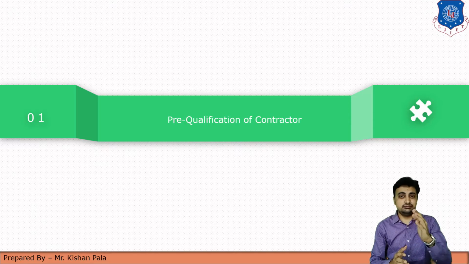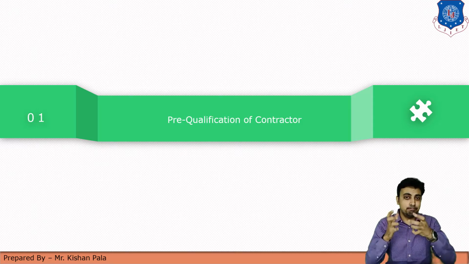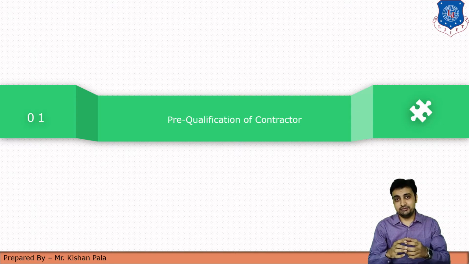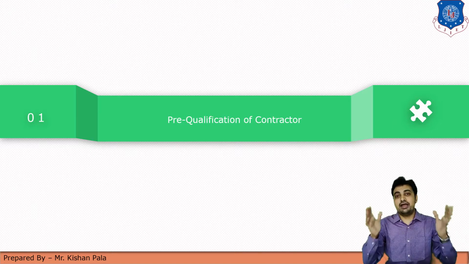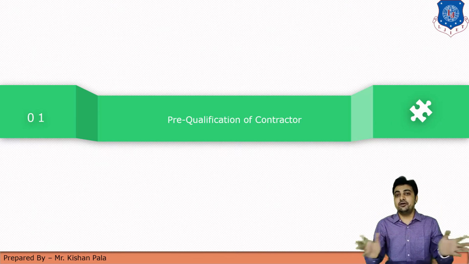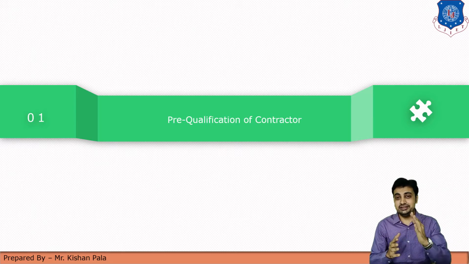Before the process of tendering, if the client and owner want to filter the bidders from the market, and they are getting a number of applications, or we can say a number of tenders, then it will be tedious work to filter and analyze all the tenders, details and documents received from the contractor side. That will be tedious work for the client or owner.